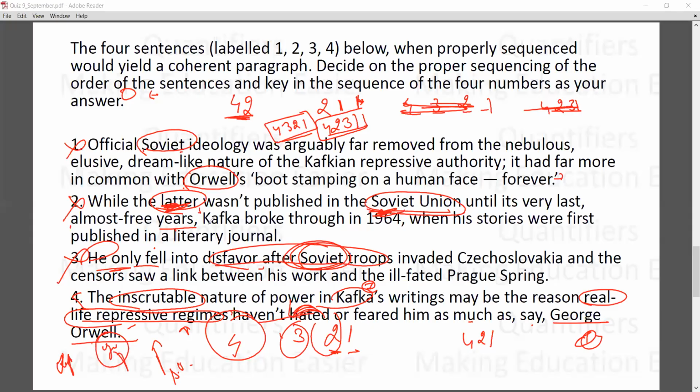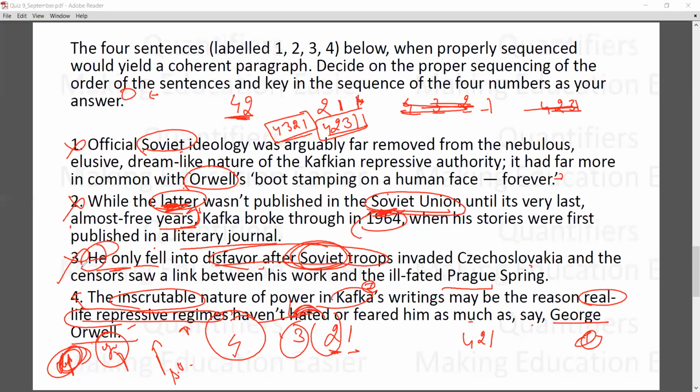In fact, the latter wasn't published in the Soviet Union until its very last almost 3 years. Kafka broke through in 1964 when his stories were first published in a literary journal. But still, they did not fear Kafka, but they feared George Orwell, who came much later than Kafka. But because of Kafka's mysterious writing, he only fell into disfavor after Soviet troops invaded Czechoslovakia and the censor saw a link between his work and the ill-fated Prague Spring.